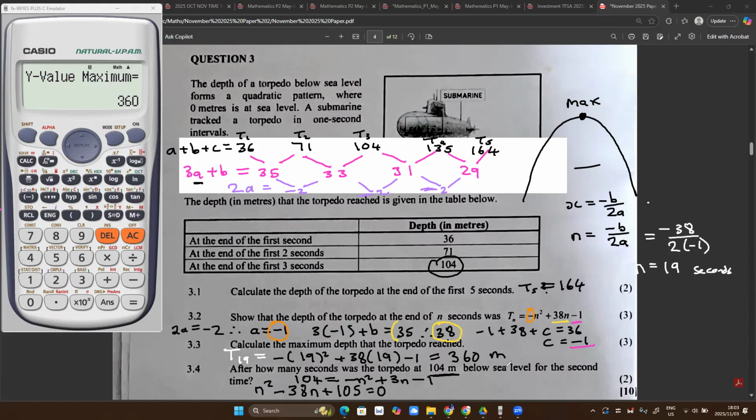The beauty of this is we could put it in our calculator, but I'm not going to, but you can if you want to. We know the one value is 3 because of the 3 seconds at 104. So then we just say, well, what's 105 divided by 3? That's going to be 35. And so our answers are n equals 3 and n equals 35. Now these are seconds. So after how many seconds? It's going to be 35 seconds. So that is our question 3 done.